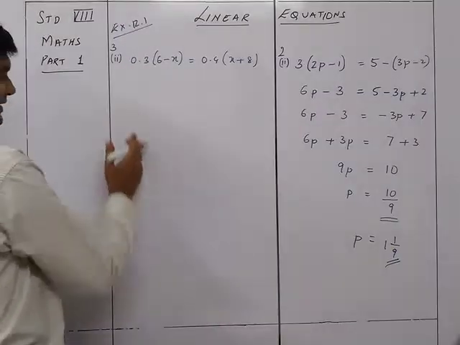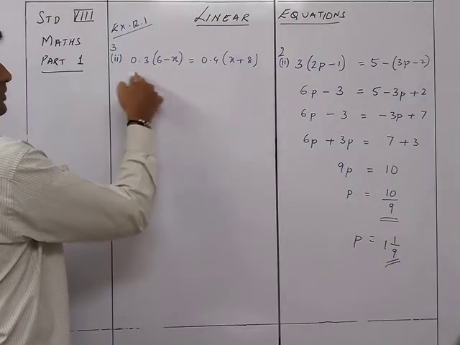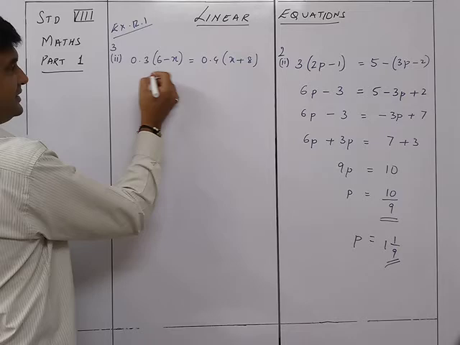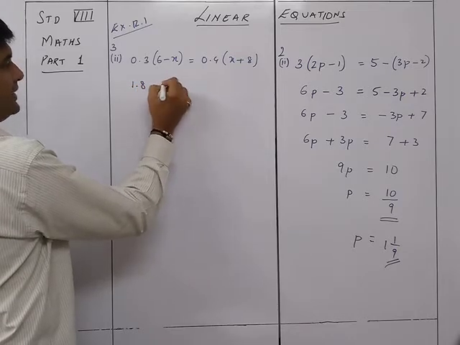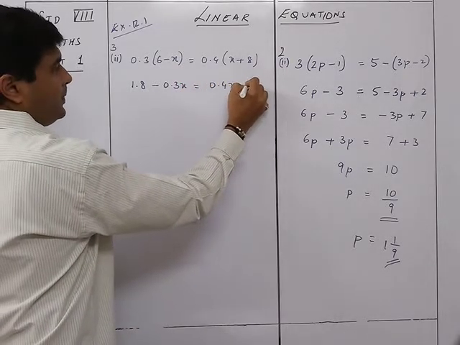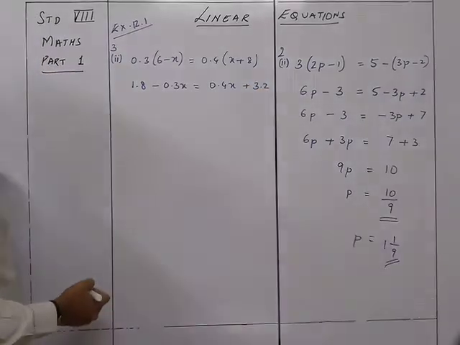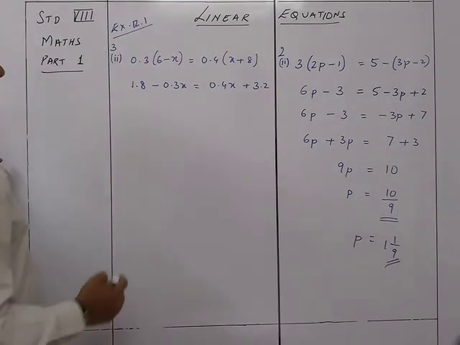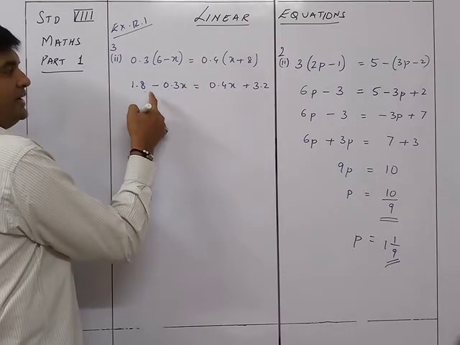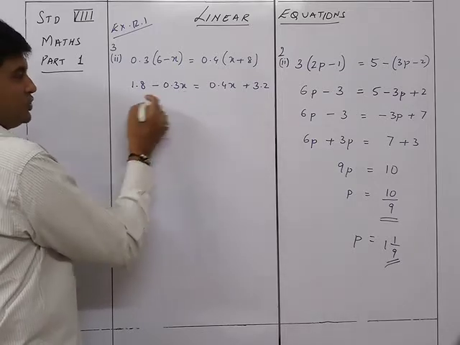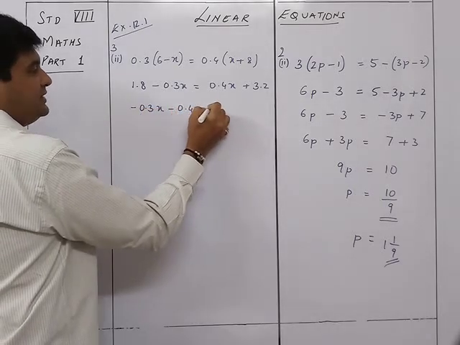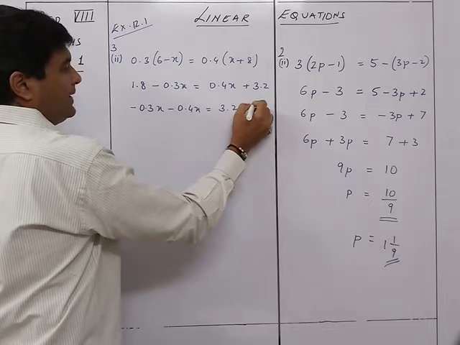Now here we are going to keep this as standard. When you multiply this out, you are going to write it as 0.3 into 6 is 1.8, and 0.4 into 8 is 3.2, so it is 1.8 minus 0.3x is equal to 0.4x plus 3.2. The next step, you are going to maintain this line only. So what we do is bring all the x on one side and numbers on the other side. So we have minus 0.3x minus 0.4x is equal to 3.2 minus 1.8.